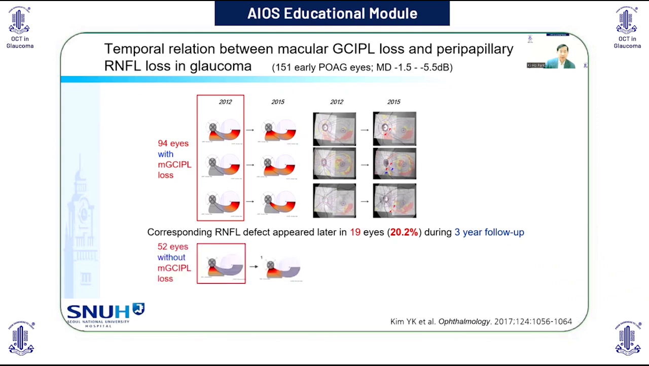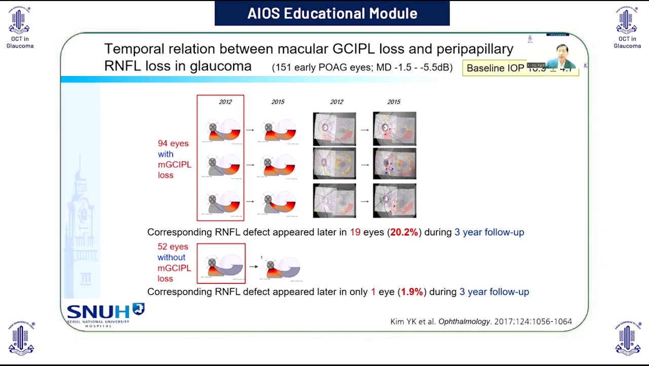However, in the opposite case, 52 eyes without GCIPL loss at the beginning. Among them, after 3 years follow-up, only about 2% of them showed a corresponding RNFL defect later. So that means in most cases, GCIPL loss was detected first and followed by corresponding RNFL defects.